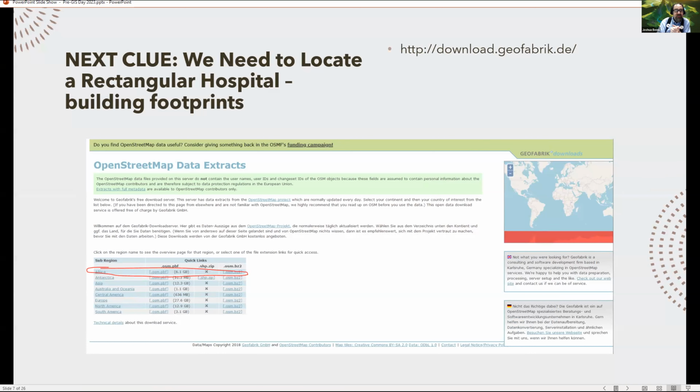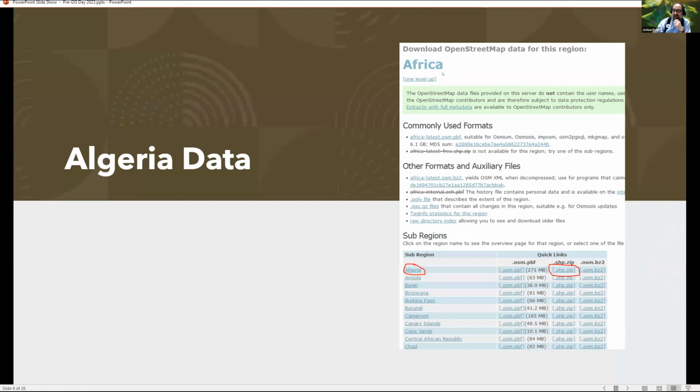This German company, GeoFabrik, download.geofabrik.de, has regular daily extracts from OpenStreetMap's dataset into shapefiles, which is perfect for GIS researchers. So at the main page here, if you were to click on Africa, it takes you to an alphabetical list of all of the countries in Africa with, as you can see, a shapefile column, which is perfect.